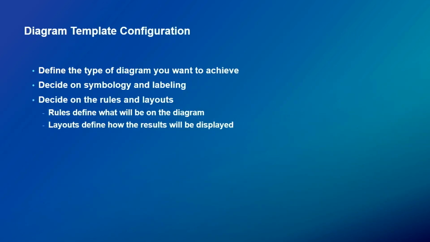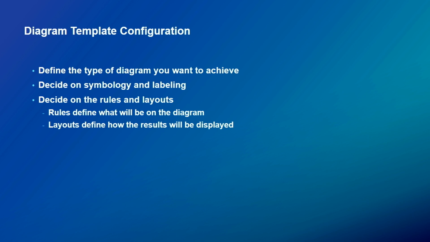So what do you need to think about for diagram template configuration? Remember, it defines a type of diagram. So what exactly are you trying to achieve? Is it a switching diagram? Is it whatever it means for you to be a one-line diagram? What conceptually are you trying to do? What's the symbology and labeling you want? What are the rules and the layouts?